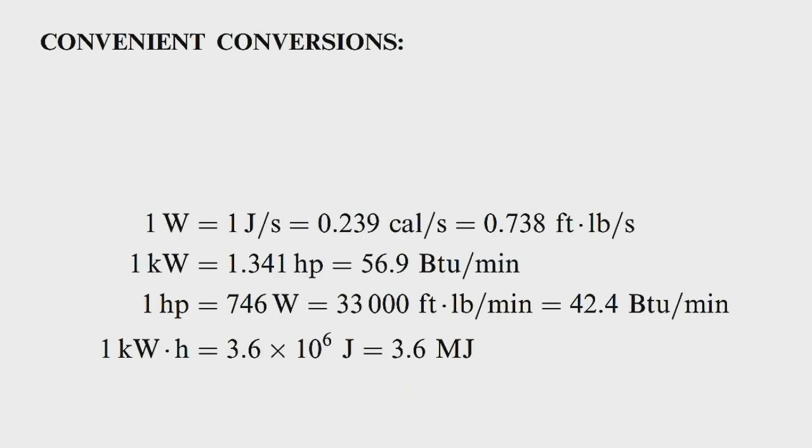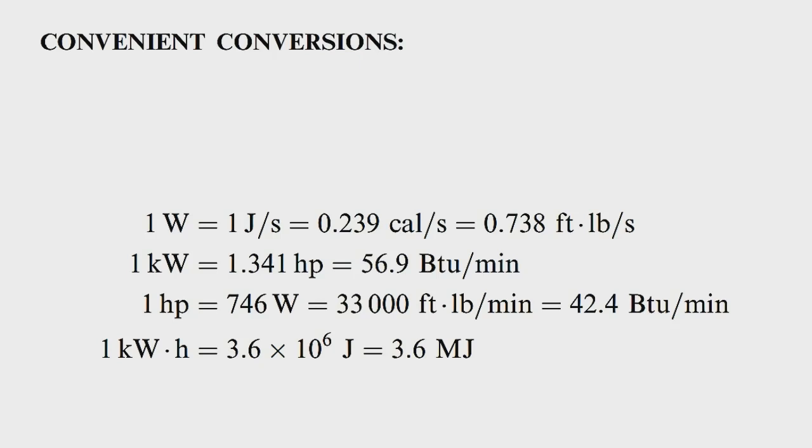Here are some conversion units of energy and power that you need to understand. 1 watt is equal to 1 joule per second. That is also equal to 0.239 calories per second, or equivalent to 0.738 foot-pound per second. And 1 kilowatt is equal to 1.341 horsepower, or 56.9 British thermal units per minute.